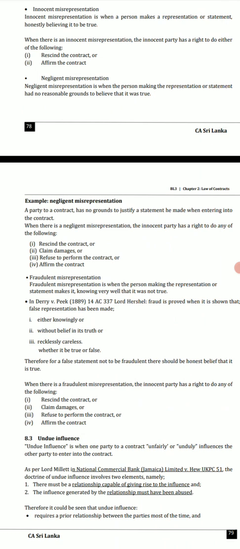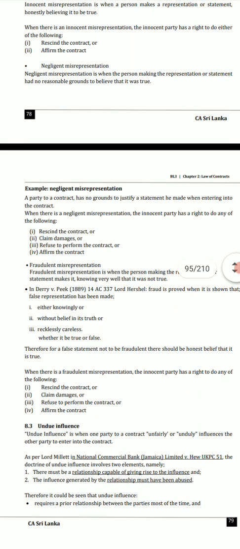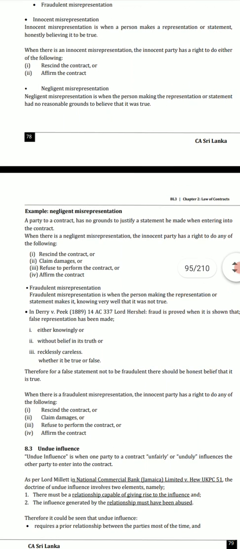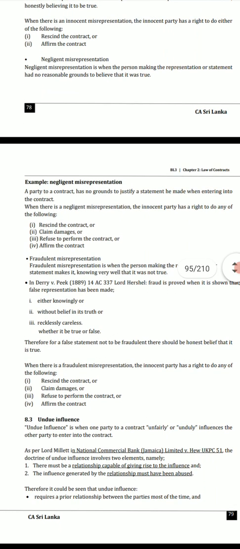And the last one is fraudulent misrepresentation. Fraudulent is when the person making the representation or statement makes it knowing very well it's not true. To show that a false misrepresentation had been made, it must be either knowingly, without belief it's true, or recklessly, carelessly, whether it is true or not.